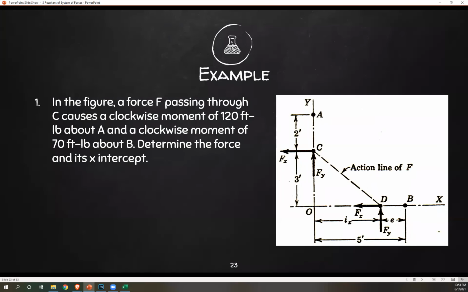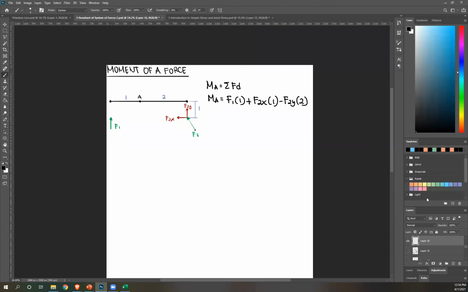Let's start with number 1. In the figure, a force F passing through C causes a clockwise moment of 120 foot-pound about A and a clockwise moment of 70 foot-pound about B. Determine the force and its x-intercept. Let's do that.